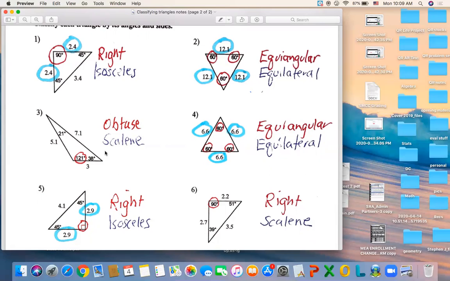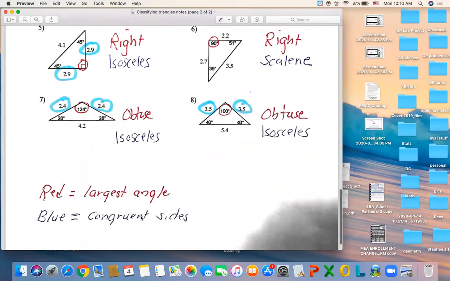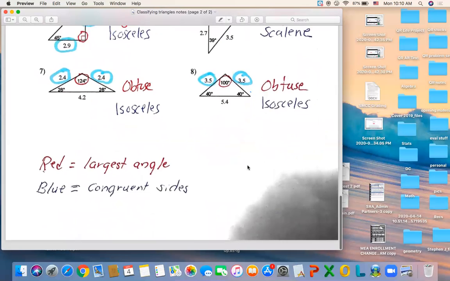Going to this one, my sides are 3 different sizes, 3, 5.1, 7.1. That's scalene. Another one, 3 different sizes, scalene. This one, the same, isosceles. One more example, the same, more than 90. Obtuse, isosceles.